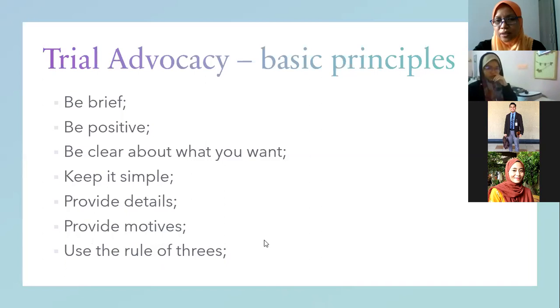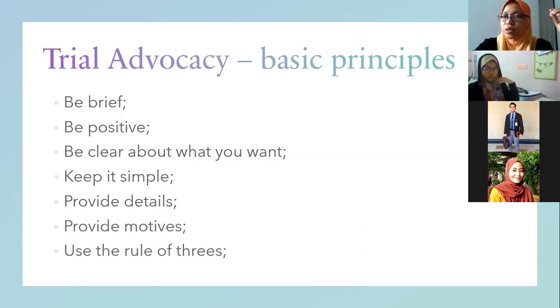Okay, use the rule of three. Use the rule of three ni apa maksud dia? Basically, if you want to adduce something which is a material fact, fakta yang sangat penting, you normally ask it three times. Bukanlah soalan yang sama. Contohnya, adakah pisau digunakan? Saksi kata ya. Okay, jangan stop at that. You have to ask further. Pisau itu, adakah kamu nampak, contoh?